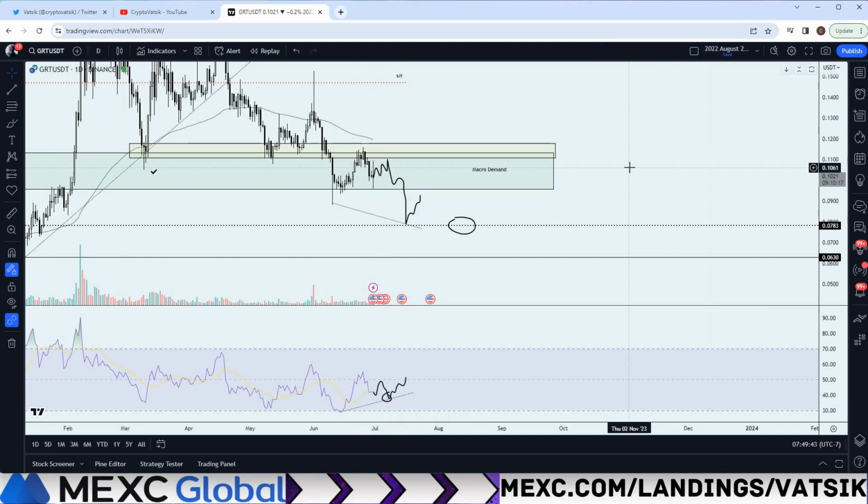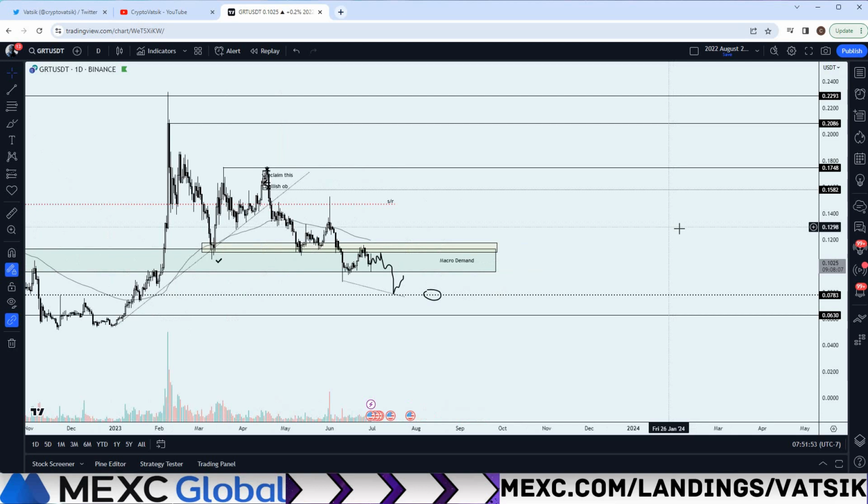This is a classic bullish divergence using the relative strength index. And like I said, it could be that push of liquidity that we need to really come out of this macro demand and reclaim yellow. So not all is bad if we do come lower. I'm sure there would be a lot of alts printing bullish divergences. It's not just unique to GRT, but just something to put on your radar, at least for now.